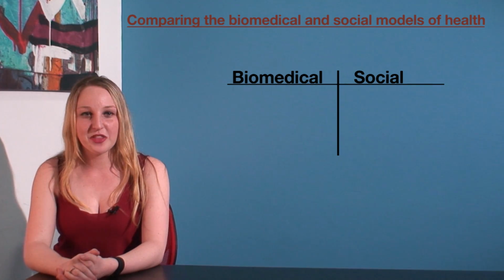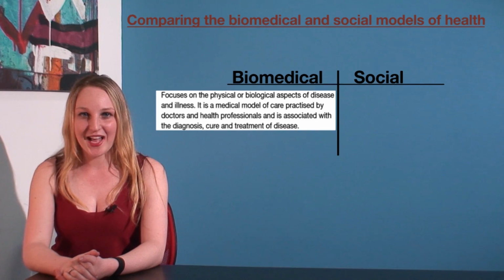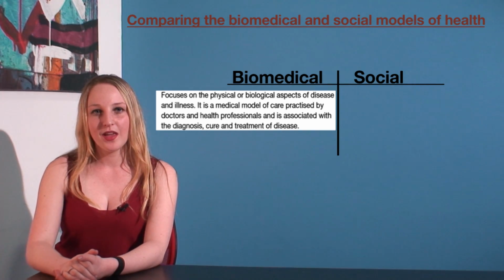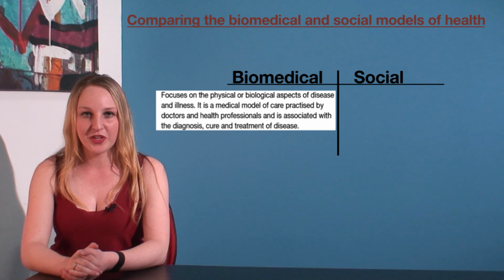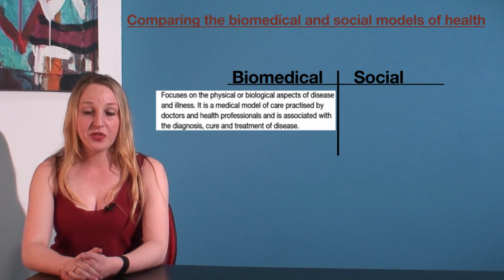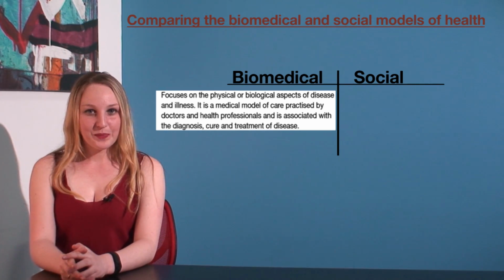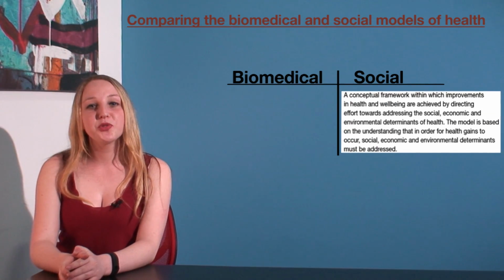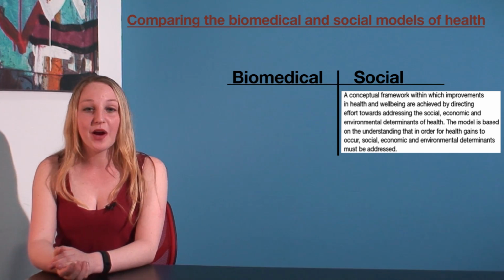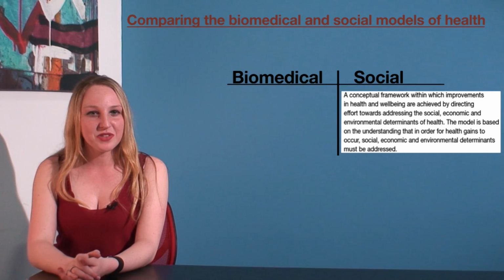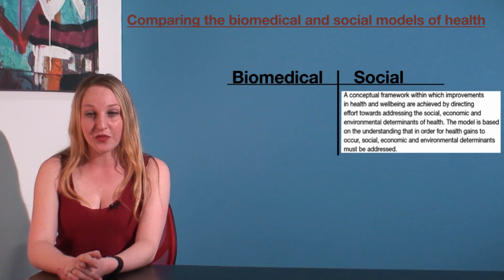VCA tells us that the biomedical model focuses on the physical or biological aspects of disease and illness. It is a medical model of care practiced by doctors and health professionals and is associated with the diagnosis, cure, and treatment of disease. Comparatively, the social model is a conceptual framework within which improvements in health and well-being are achieved by directing effort towards addressing the social, economic, and environmental determinants of health.